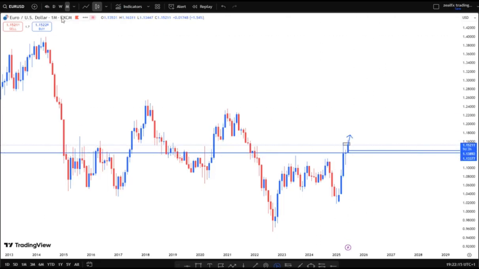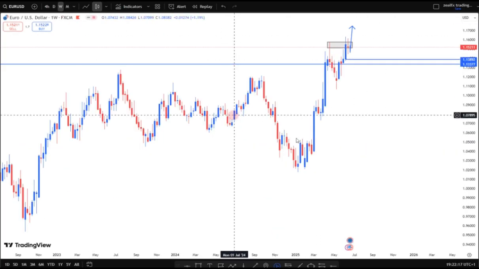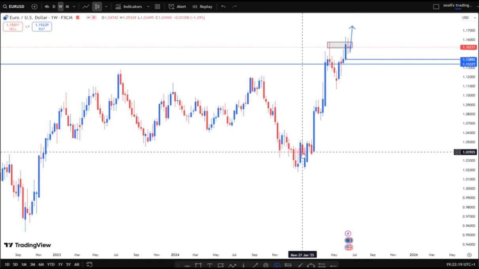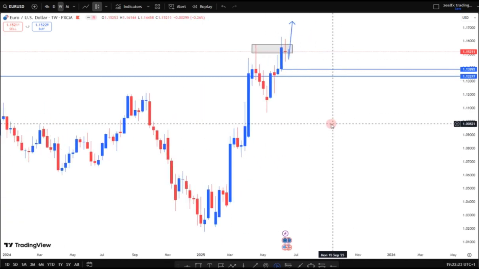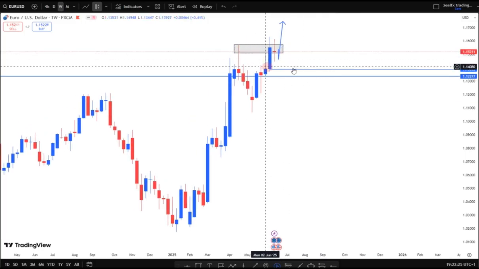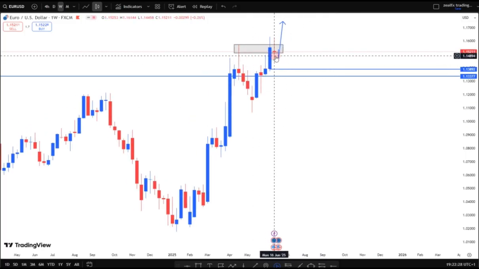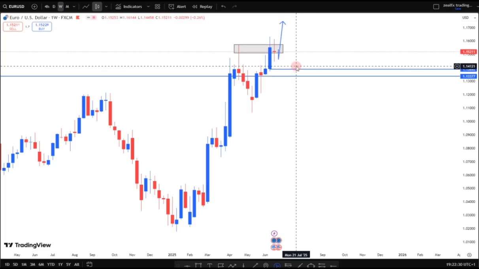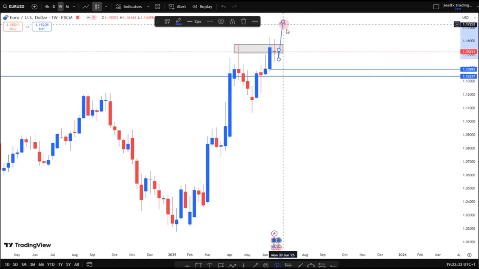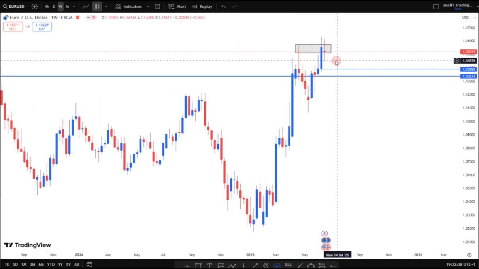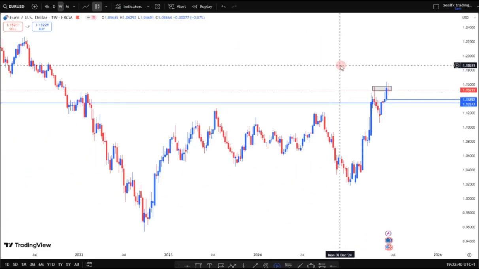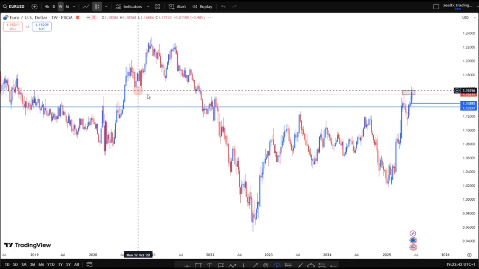So let's look at the weekly chart of the EURUSD. On the weekly chart, we have price on a resistance level. See our price on this resistance level, which means we expect price to still move to this support level on the weekly chart. We expect price to move to this support level on the weekly chart, because this week price is still currently on a resistance level.